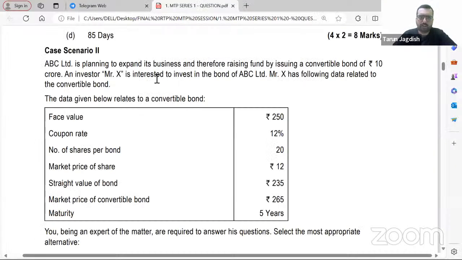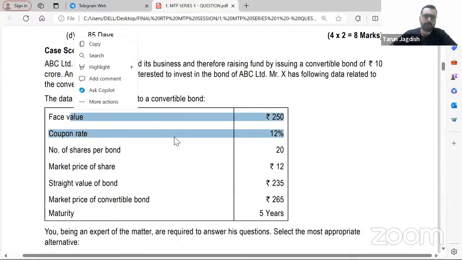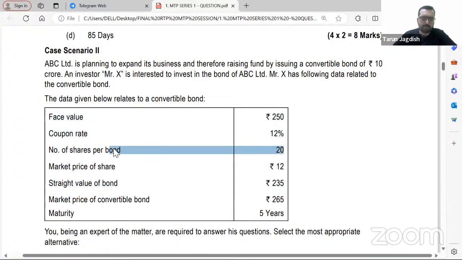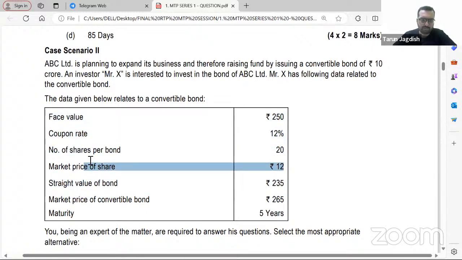Okay. Now here they have told is expanding its business and therefore is raising funds by issuing convertible bond of 10 crore. Okay. Is planning to expand. So they want a convertible bond. He's interested to invest in the bond, but he has the following data relating to the bond. First, they have given the face value. Coupon rate is given. Okay. Number of shares per bond is given. Market price per share is given.